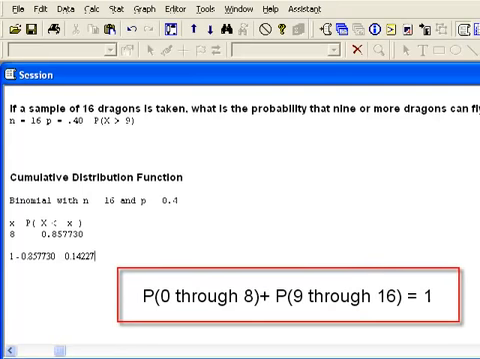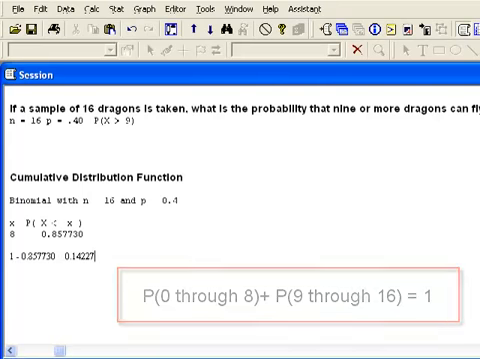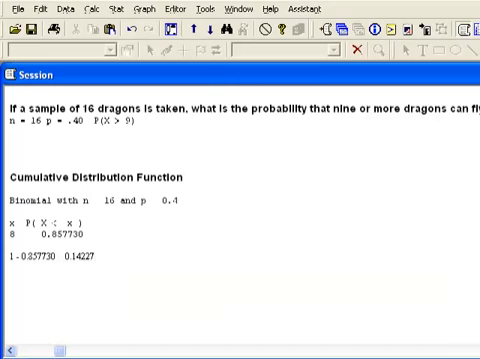So I simply took 1 minus the probability of 0 through 8, and it gave me the probability of 9 or more as 0.14227, or approximately 14.23% of my sample of 16 dragons can fly. Let's see what we have next.